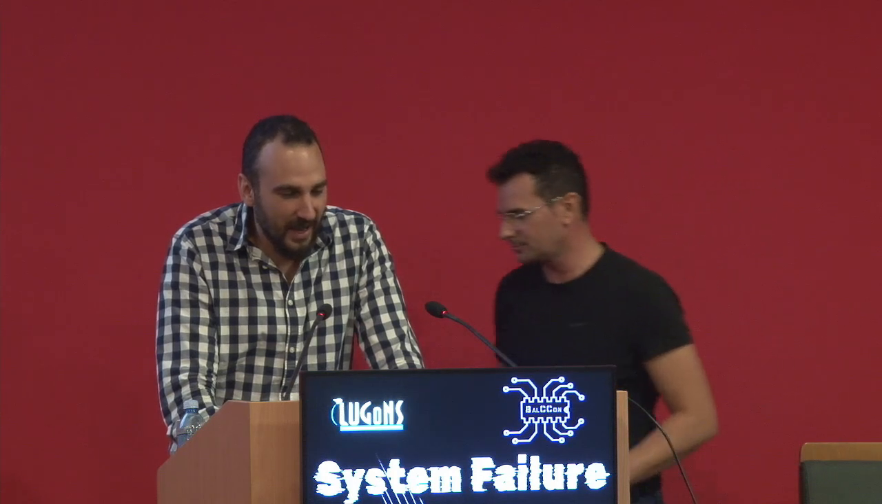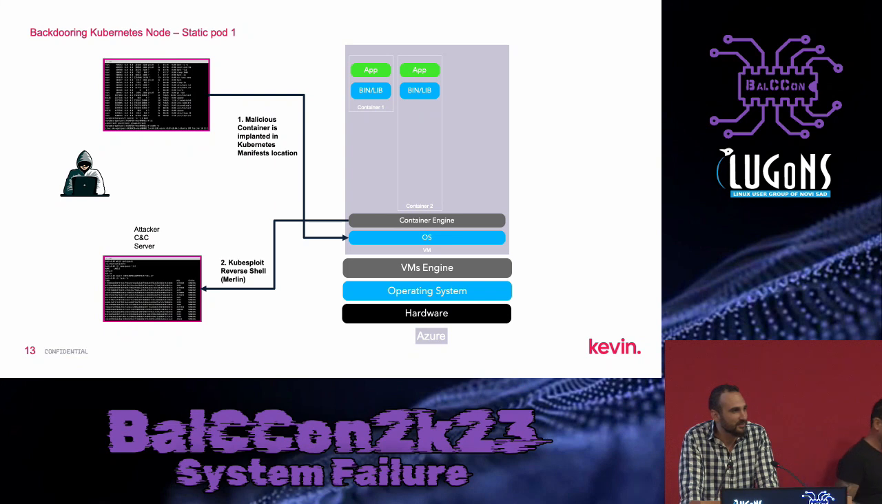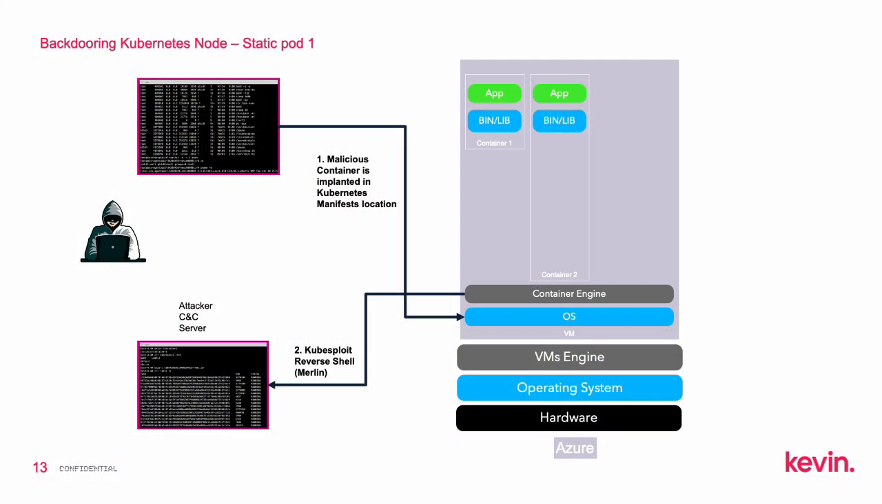Okay, now we are going to talk about how we can backdoor a compromised Kubernetes node. So here's the question, why would we do something like that? Red teaming. And sometimes we want to stay stealthy, not mess too much with the host, so we can have an easy cleanup for the SOC. And we can do that very easily with static pods.